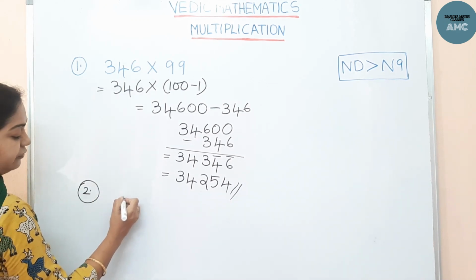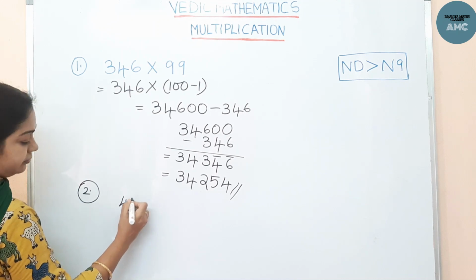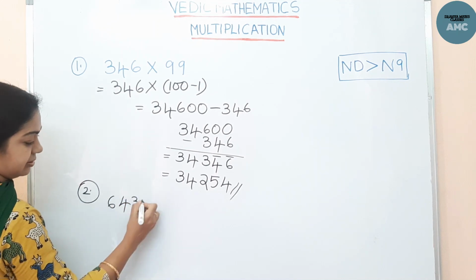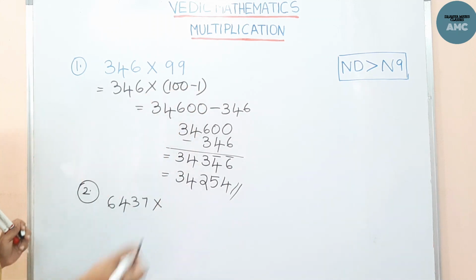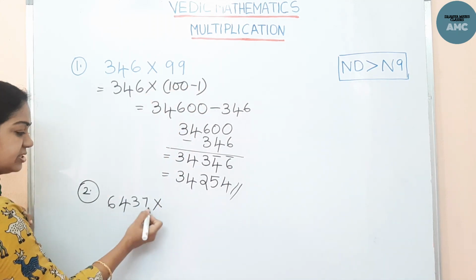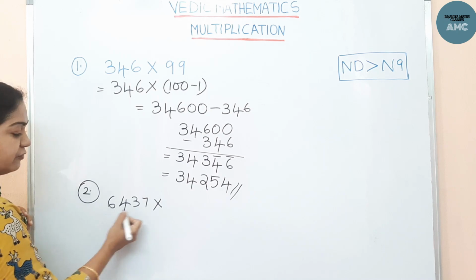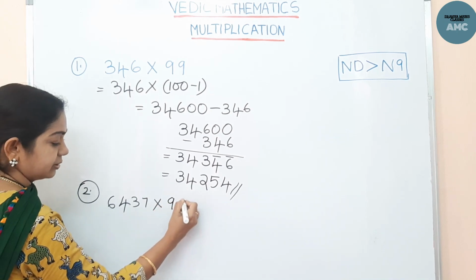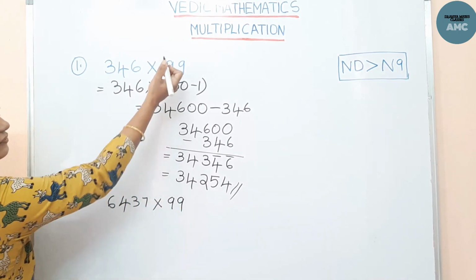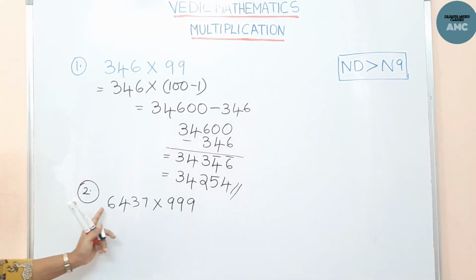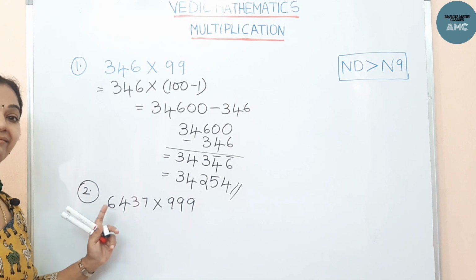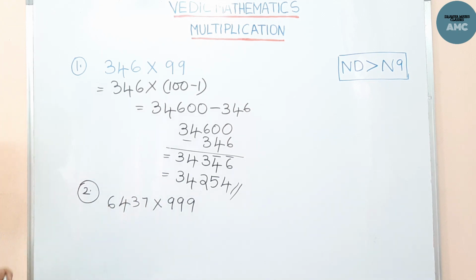Now here, if I take 4, 3, 6, 7 multiplied by, the digits should be greater, right? Here the digits are 4 digits. So let me take a 2-digit number. So we have taken 99. Let us take a 3-digit number, right? Here this is 4 digits. The number of digits is greater than the number of 9s. Now, how do we do it?